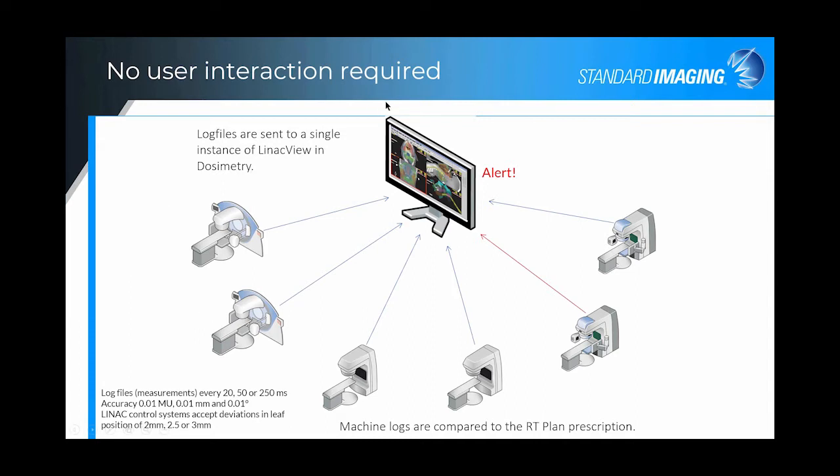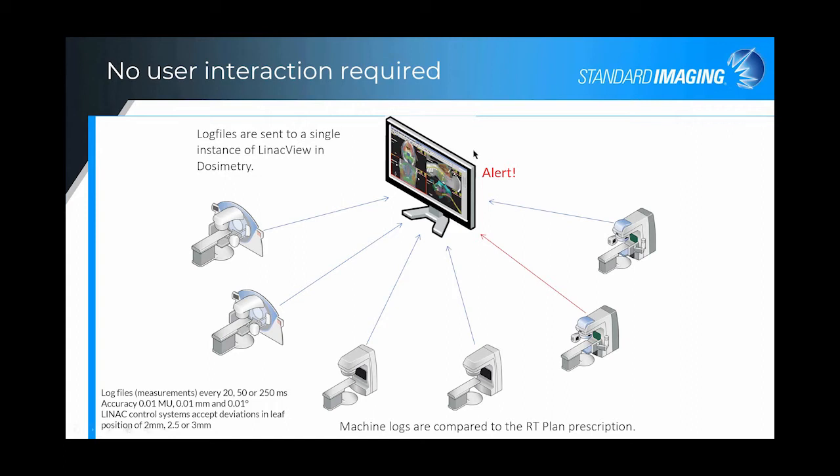One of the really convenient things about LinacView is that no user interaction is required unless you need to investigate further. So the log files are sent to a single instance of LinacView, which may be located in your dosimetry area, may be located in the treatment console. And then if it's located in an area where there are a number of people always present, you can have audible alerts set on your LinacView computer, so that the people near the Linac would hear the audible alert.